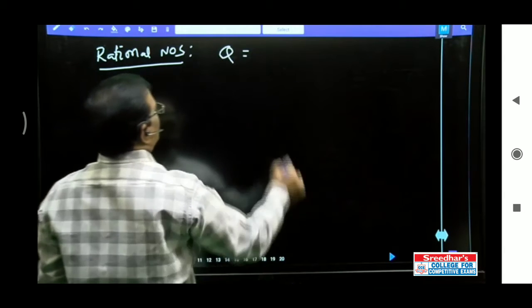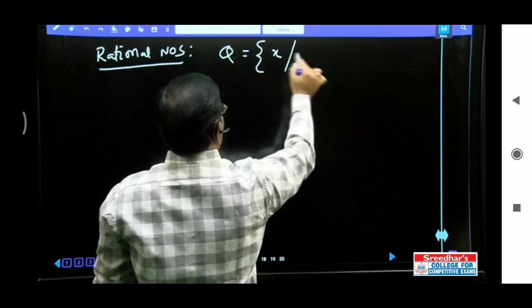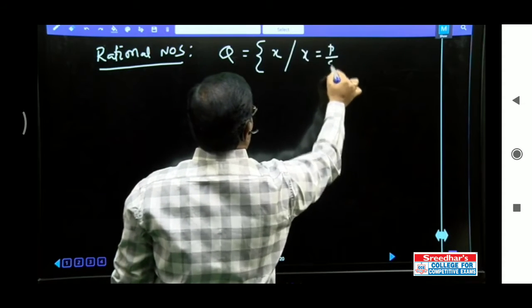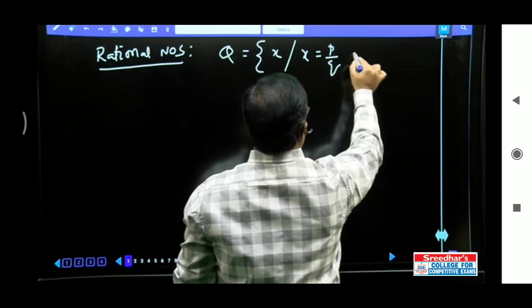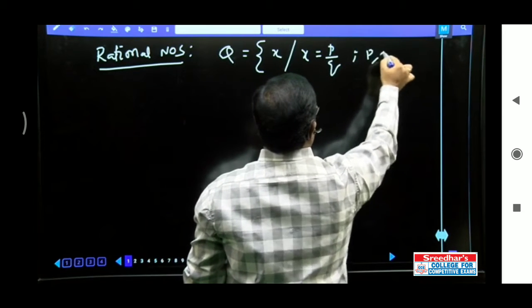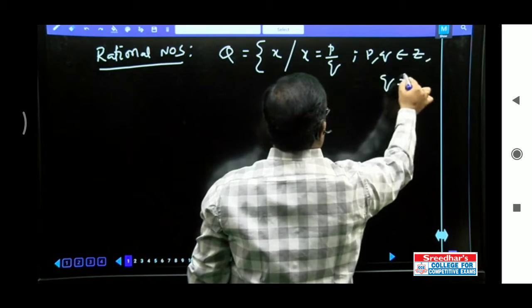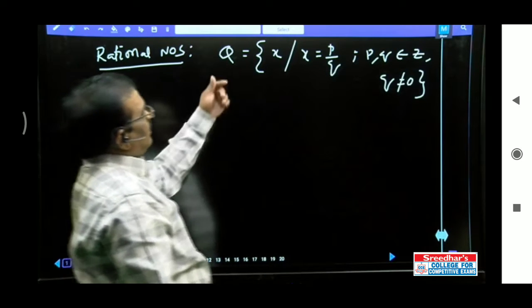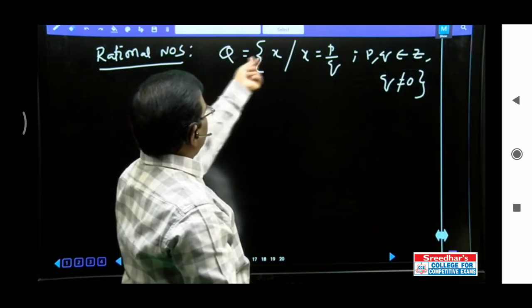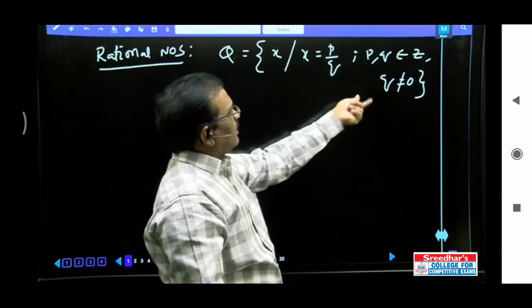The elements in this set are x, such that x is in the form of p by q. x is equal to p by q, where p, q belong to Z and q not equal to 0. This is the set builder form for rational numbers. The elements in the rational number set are like x, where x is in the form of p by q, where p, q belong to integers and q not equal to 0.